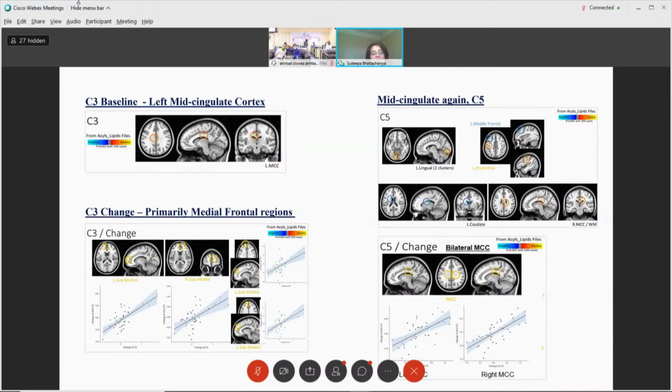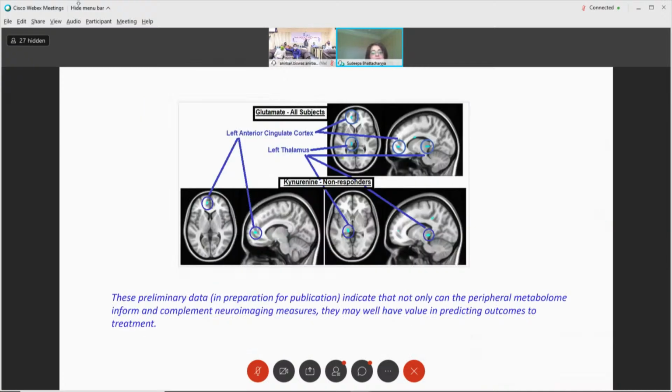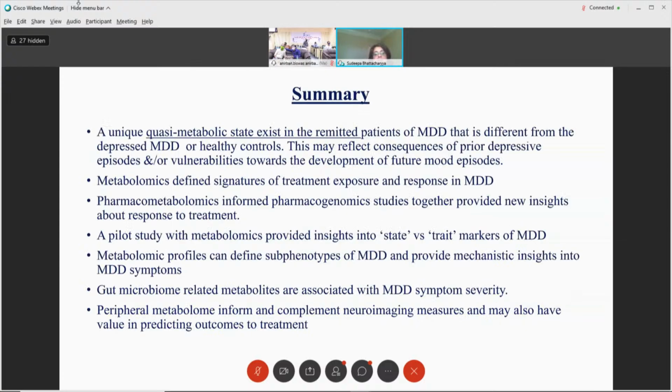Sorry about that. And we saw several metabolite associations with the neuroimaging patterns in the fMRI. And this is a summary of my presentation. So a unique quasi-metabolic state exists in the remitted patients of MDD that is different between the depressed patients and the healthy controls. And radiomics define signatures of treatment exposure and response in MDD.